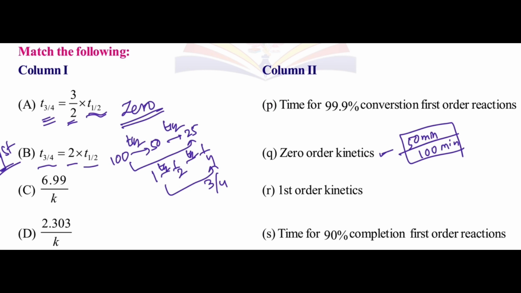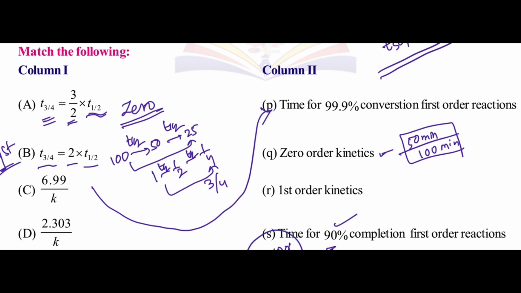Then 6.93 by K, this fits for half-life. Remember like this: T 50% to T 99.9% will be 1:10. This kind of shortcut you can remember. 2.303 by K is for 90%, because 2.303 by K times log of initial concentration 100, 90% is done, that means 10 is remaining. So this is log 10, log 10 is 1, which means nothing else is there, 2.303 by K. So this fits here. Very simple question.